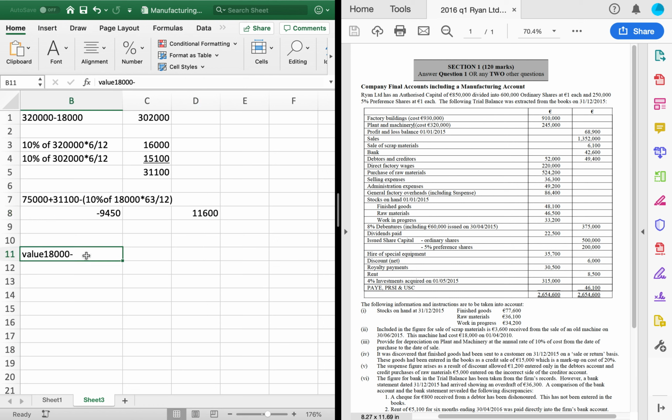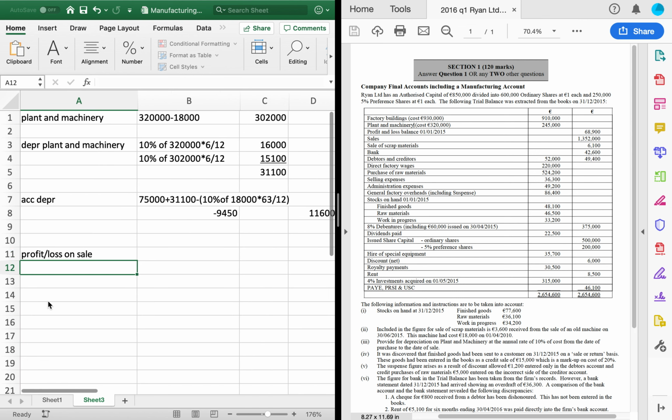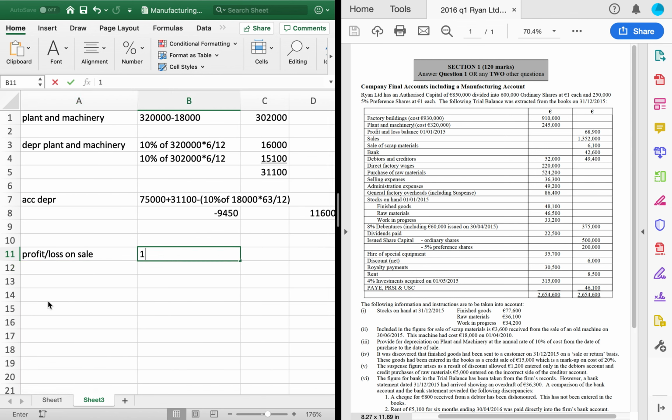So its value then is 18,000 minus 9,450, which is 8,550. You received 3,600. So that's 4,950 of a loss.